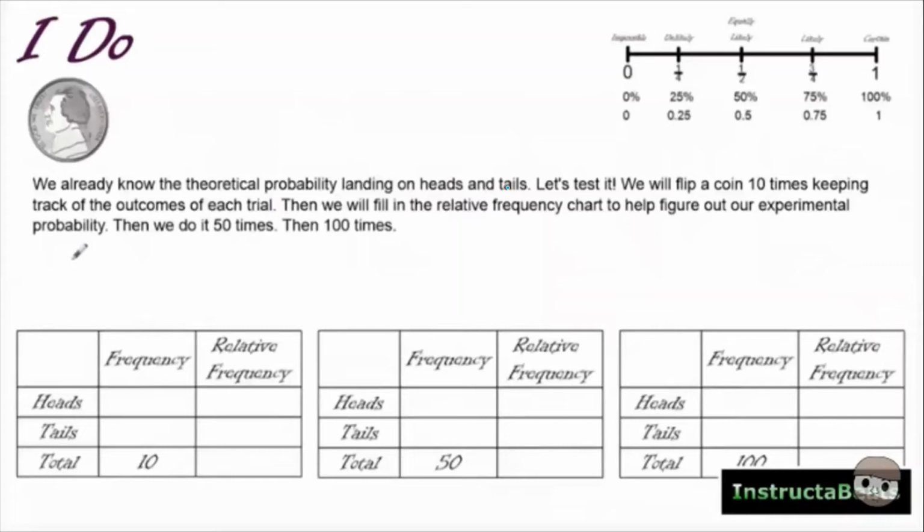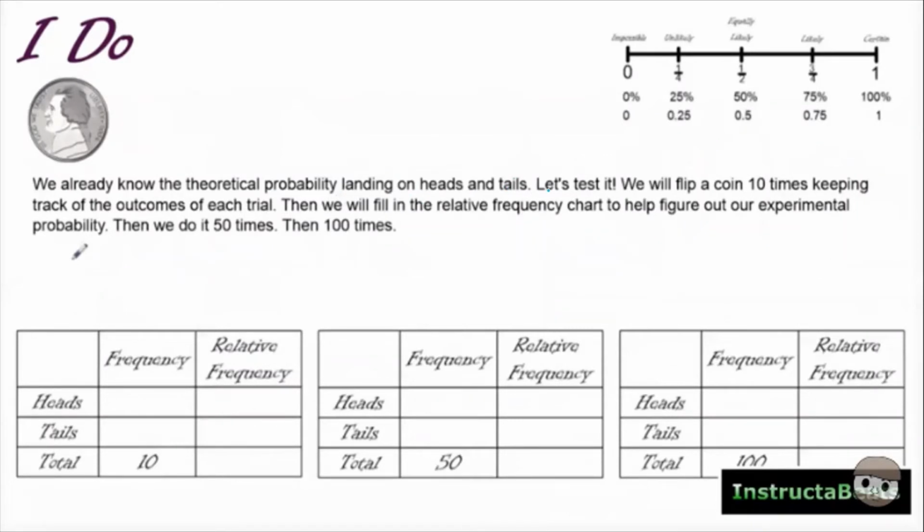Now, let us have an activity, or let us test whether the theoretical probability can be the same with our experimental probability, or whether there is a chance that we can get 50% of head and 50% of tail based on our experiment. So we already know the theoretical probability of landing on heads and tails. So let us test it.